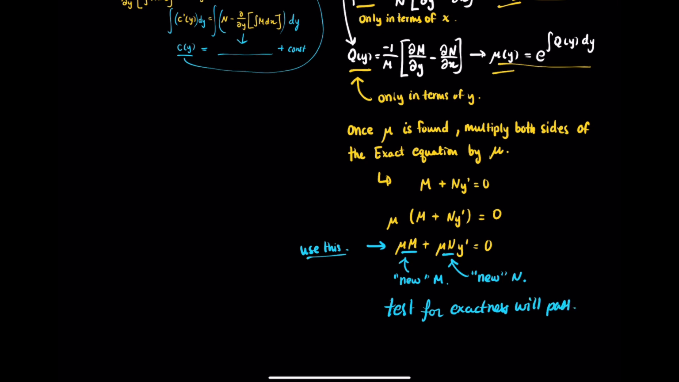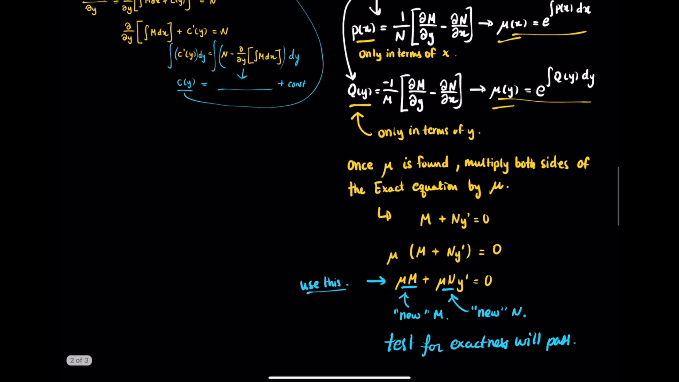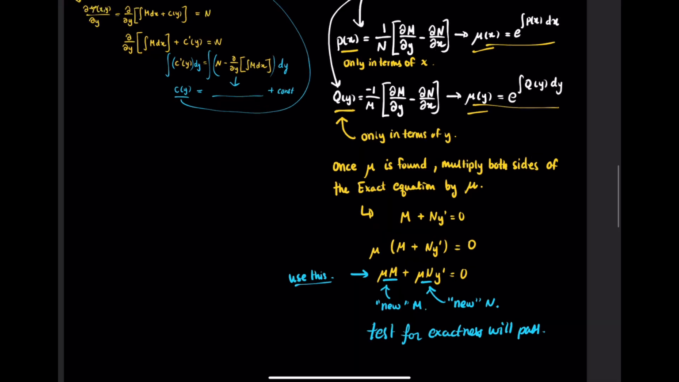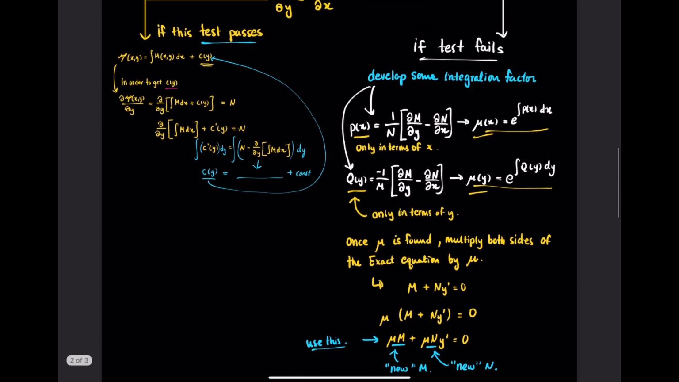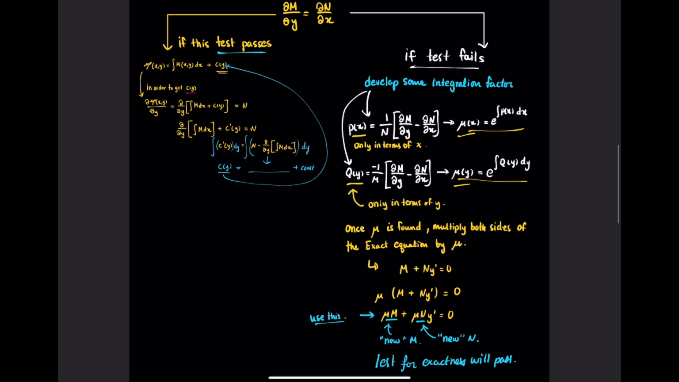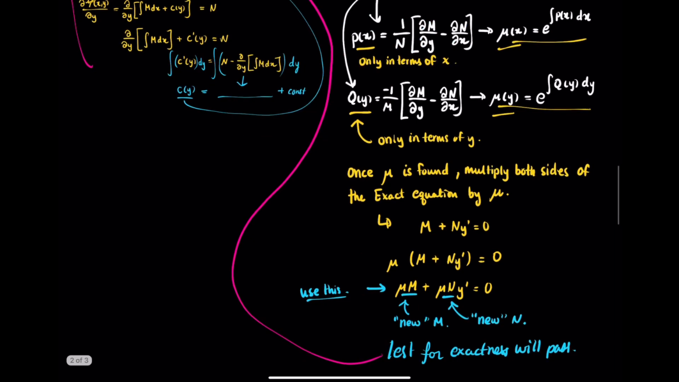I'm not going into the derivation of these formulas, but basically the idea is that px and qy, the mu will always ensure that the test for exactness passes. But this is always a good thing to check, so it wouldn't hurt to check. So the test for exactness will pass, and then you are back to the case where we find psi with these steps, with the new m and the new n.